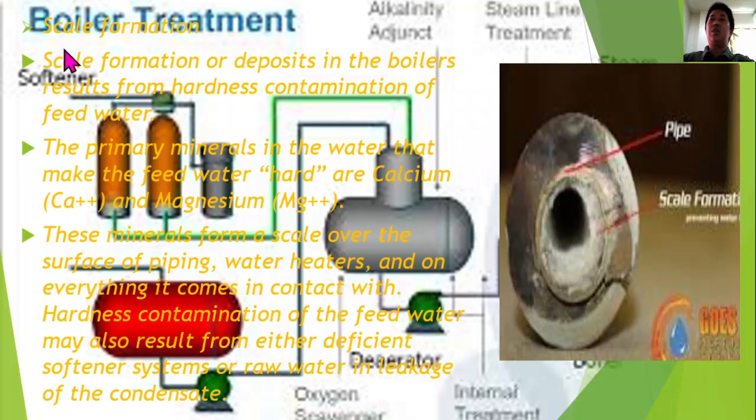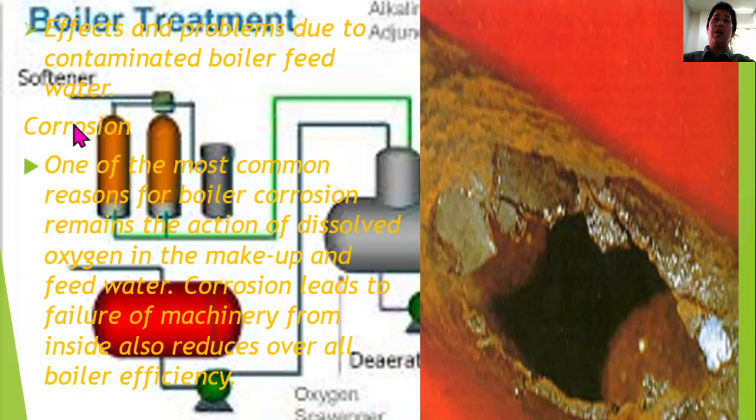We have also here scale formation. By the way, one of the reasons also of the corrosion of the boiler is low pH. So lower pH boiler water is acidic boiler water, and acid can cause corrosion rapidly to the boiler tubes.